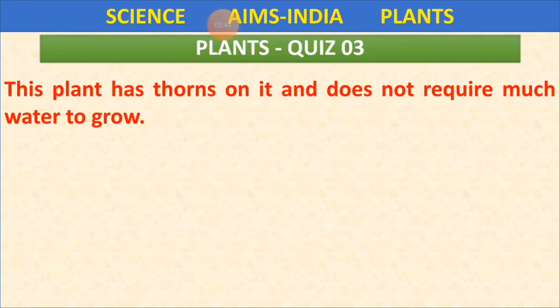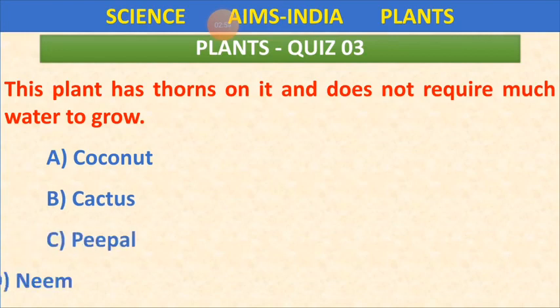This plant has thorns on it and does not require much water to grow. I think everybody can give me the right answer for this question. This plant has thorns on it and does not require much water to grow. We have learnt about this. Is it coconut, cactus, peepal or neem? What is the right answer children? Yes, the right answer is cactus.